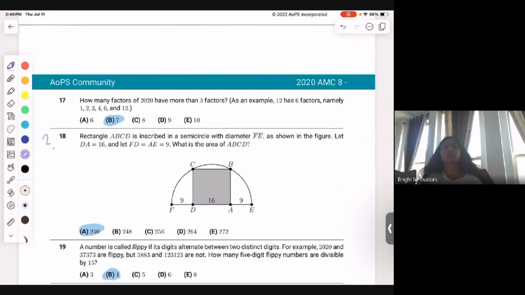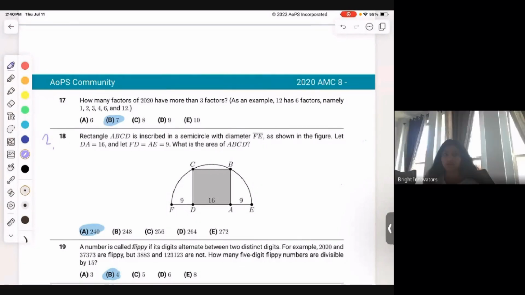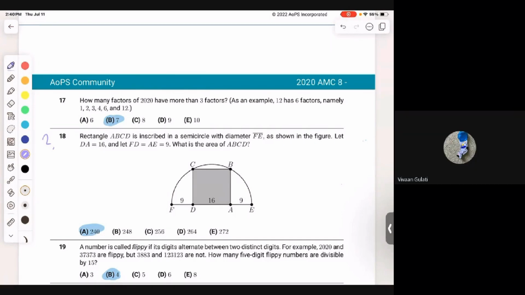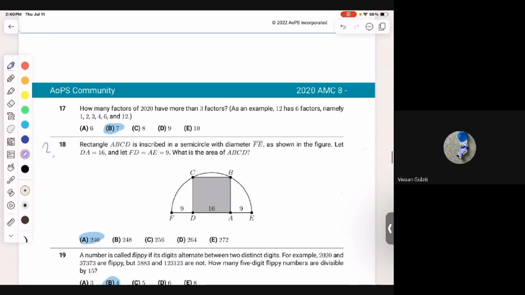Vivon. Did you have like... Am I muted? No, you're unmuted. Wait, what? Am I like unmuted? I can hear you. Okay, that's good. So what is the question? Rectangle. It has a semicircle diameter. DA is 16. FD is. Right, we're doing number 17. Oh, okay. Oh, this one. Sorry.